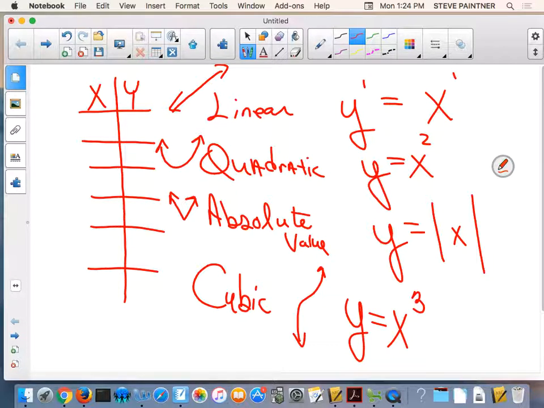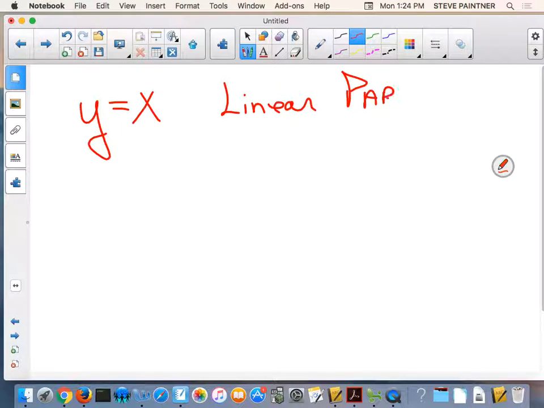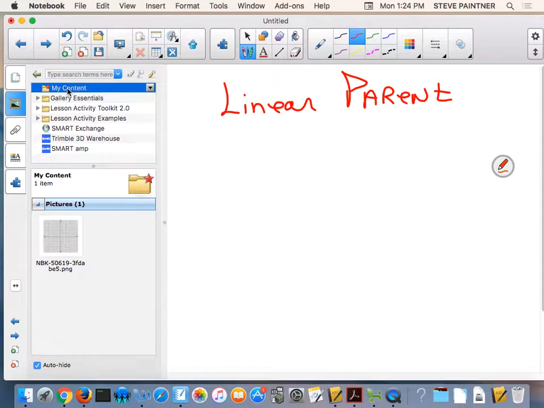So, you know what we're going to do? We're going to take every parent, we're going to graph them the old-fashioned way. The old-fashioned way is with a what? T-chart. The first one is the linear family. Ready? Here we go. You need to graph y equals x. This is the linear parent, the most basic linear function I can give you. And just start by making a T-chart. I'm going to get some graph paper up here. Give me a second. You can get going without me.